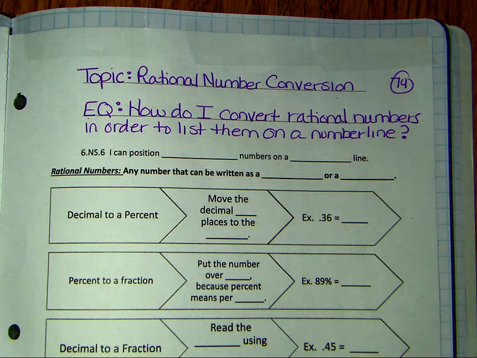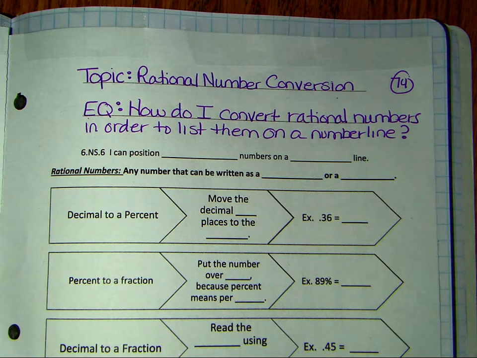Hello, today we're going to be taking notes on page 73 and 74 of your interactive notebook. The notes today are going to be on rational number conversion, converting between decimals, fractions, and percents. In math, we use all three of those different types of rational numbers for different purposes, and you need to be able to translate between the three different types.